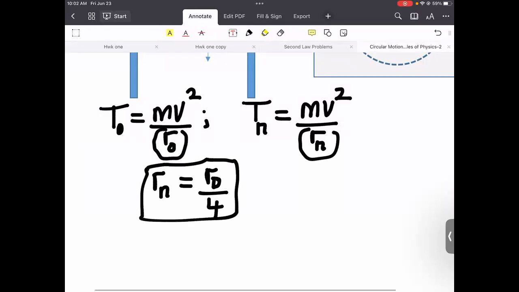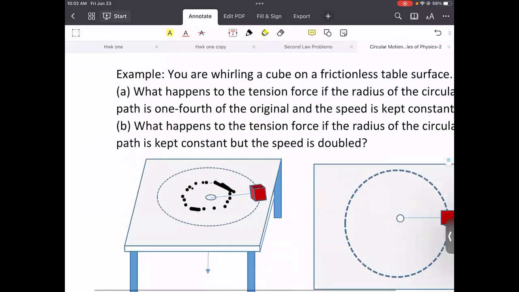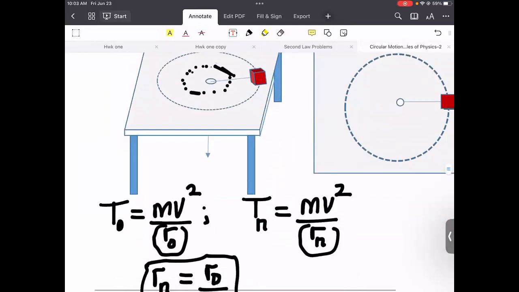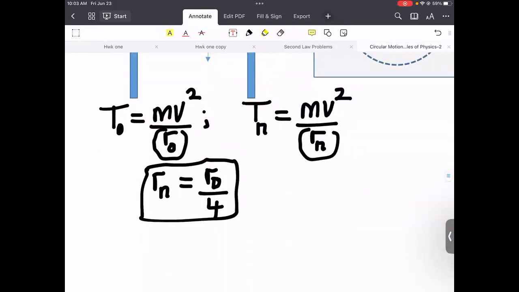So let's go back and see what they're saying. They're saying, what happens to the tension force if the radius of the circular path is now 1/4 of the original? So we are taking the new radius to be 1/4 of the original. That's why I'm saying Rn, the new radius, must be equal to R0 over 4, right?